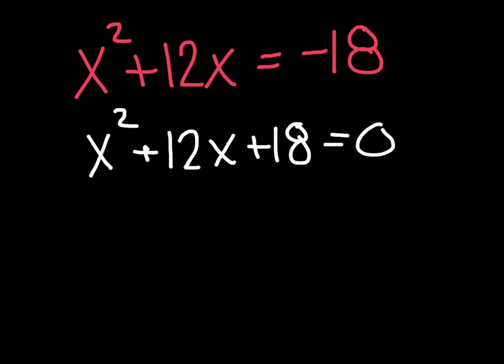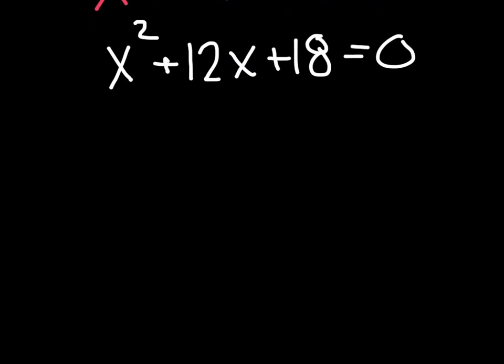So I can come up with, let's see, 9 and 2, that doesn't work. 6 and 3, that doesn't work. 18 and 1, that doesn't work. Doesn't look like factoring works. So let's go back to the complete the square method.